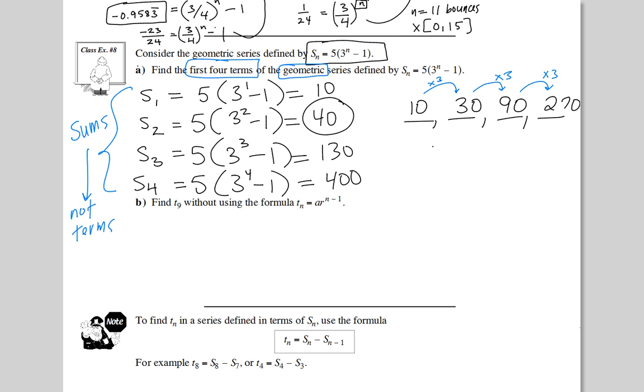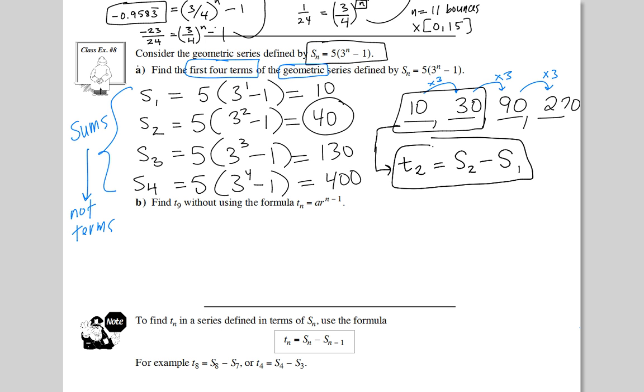Okay, so let's just write how I did the first 2, just so you have a formula. So how did I get the second term? It was S2 take away S1, right? That was how I got the second term. It was 40 minus 10.